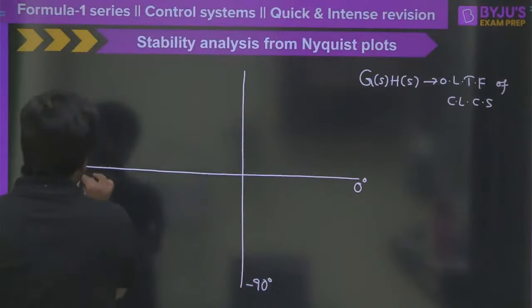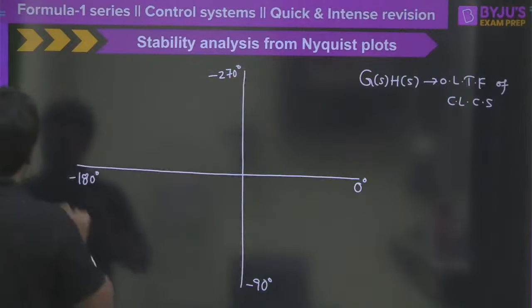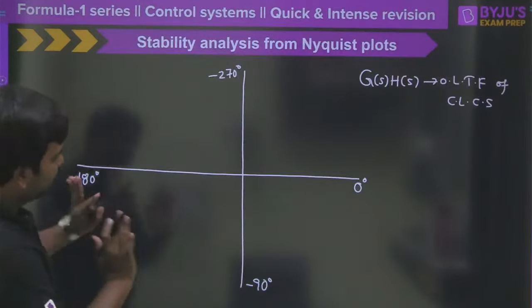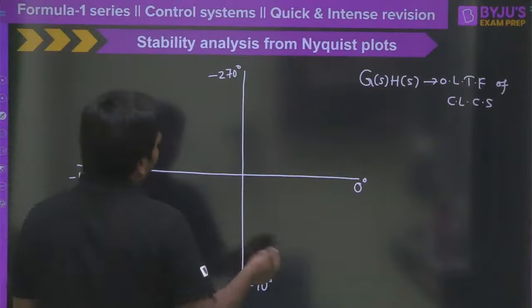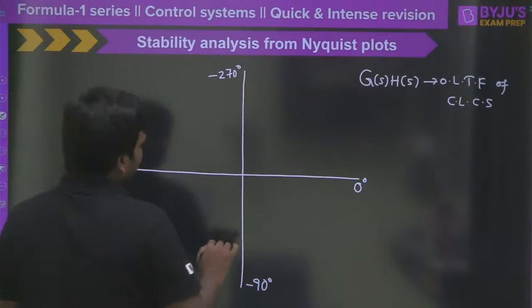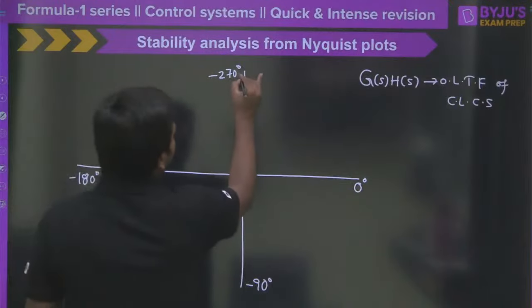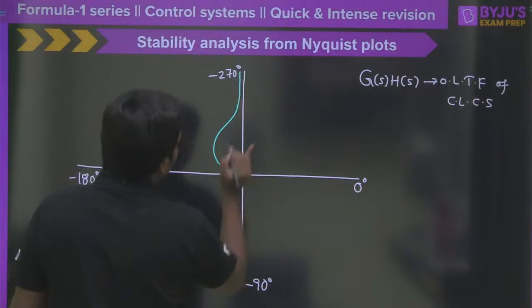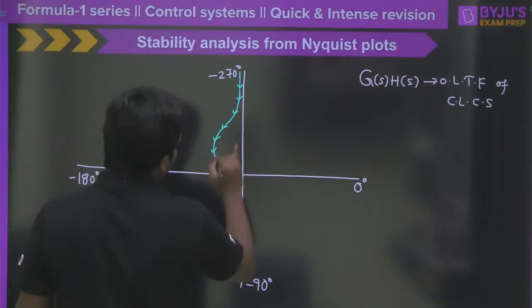Look at that. Minus 90 degrees, minus 180 degrees, and minus 270 degrees. Excellent. Now just think logically and tell me, assume that we have some kind of Nyquist plot, maybe like this. So just assume that. So this is a polar plot here.